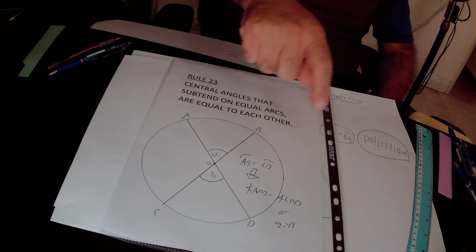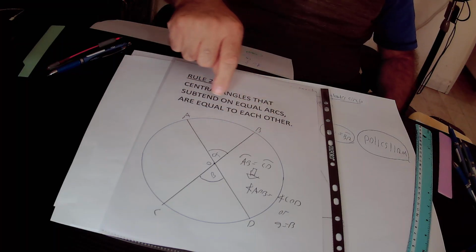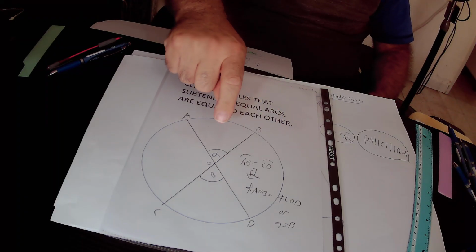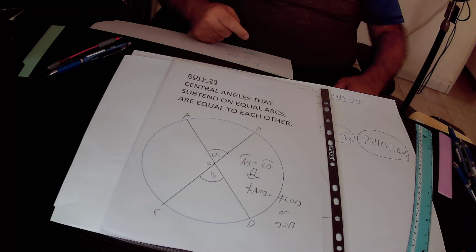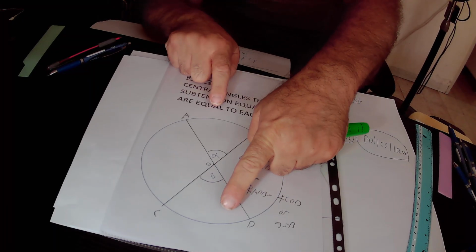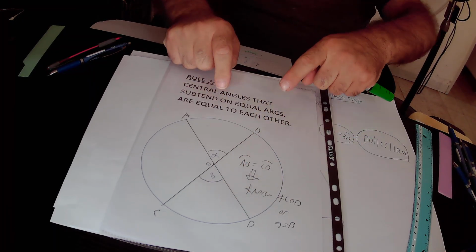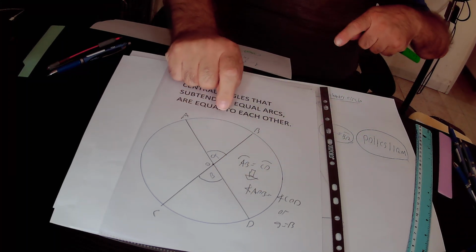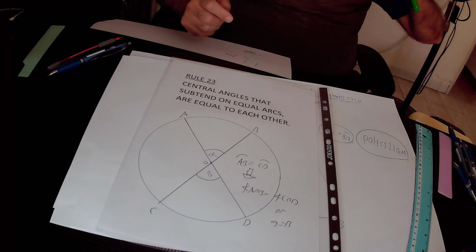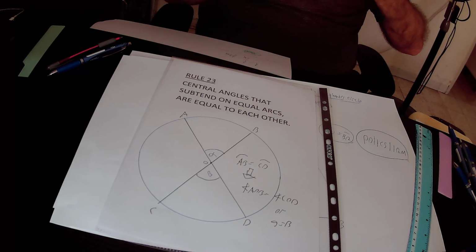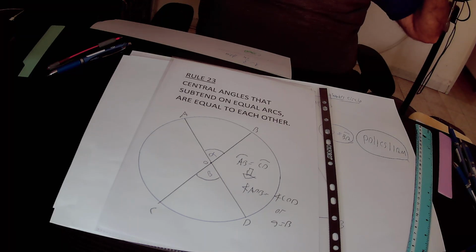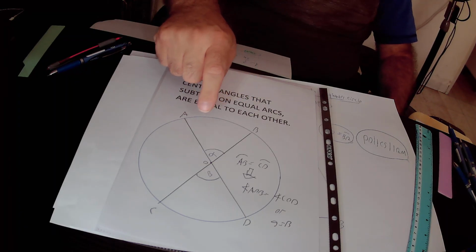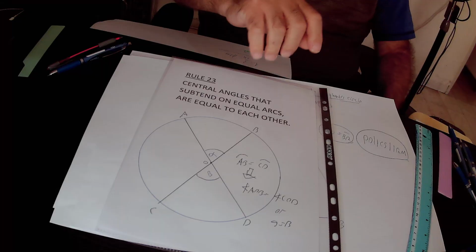In one circle, this is center angle AOB that subtends arc AB. Likewise, this is center angle COD that subtends arc CD. So if those two arcs are equal to each other in their lengths, those two center angles that subtend those two arcs must be equal to each other in their sizes. That is to say, alpha equals beta. So whenever you have two center angles that subtend equal arcs, they must be equal to each other. In this case, if arc AB equals arc CD, then alpha equals beta.